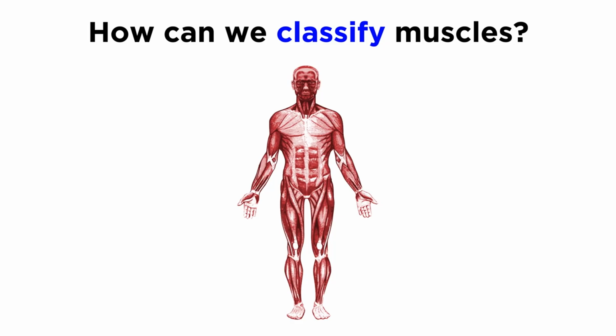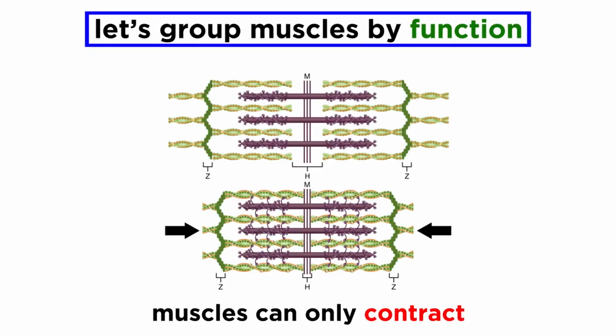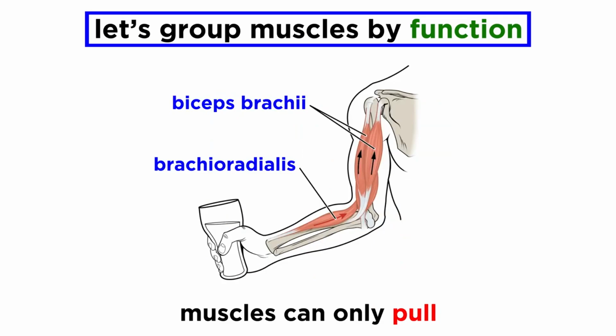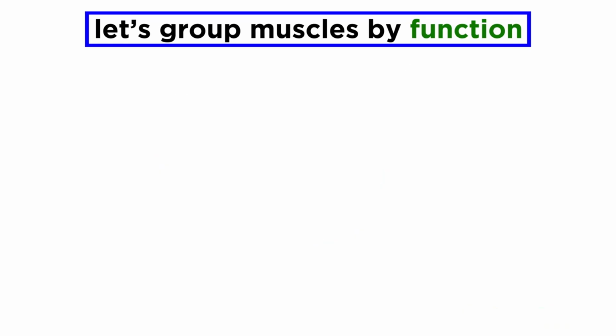First, how can we classify muscles? Let's start by grouping them according to function. We must realize that muscles specifically contract and do not expand, which means that muscles can only pull, they do not push. So complex motion requires many muscles working together in interesting ways. The four functions we will examine are as follows.